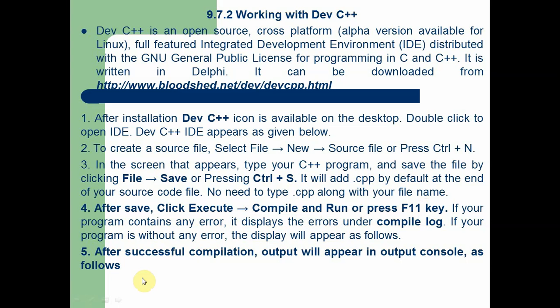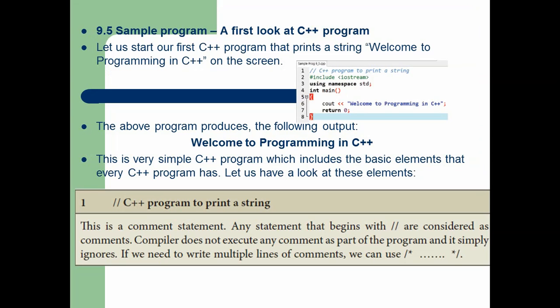After the compile and run command is executed, if there was any error, it is shown in the compile log. If there was no error, then it will display successful compilation. Then you can see the output. This is the first step we want to follow by using Dev C++. In my system I have already installed this Dev C++. Now we are going to create this small C++ program using Dev C++ software.